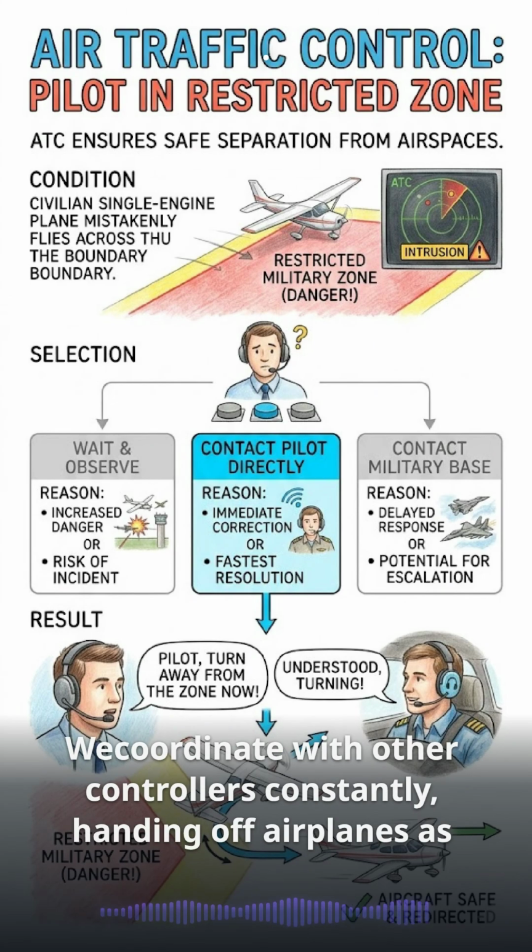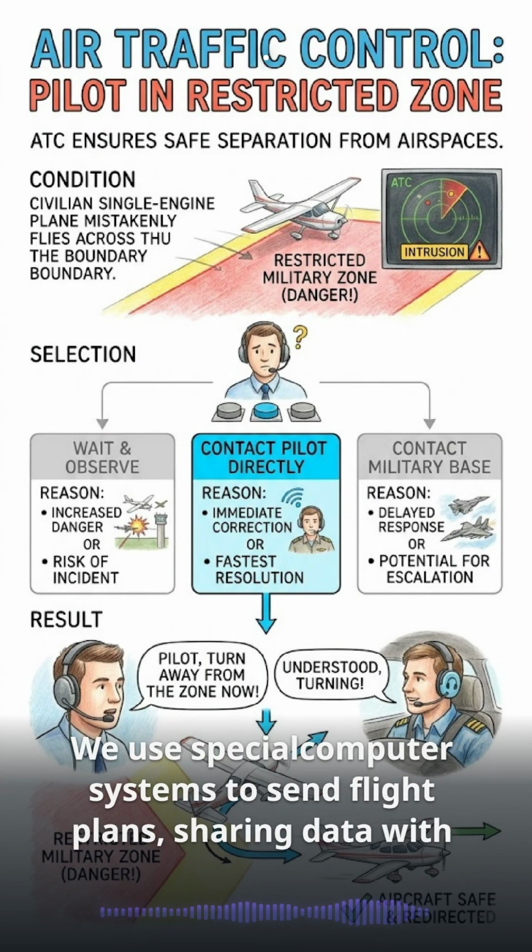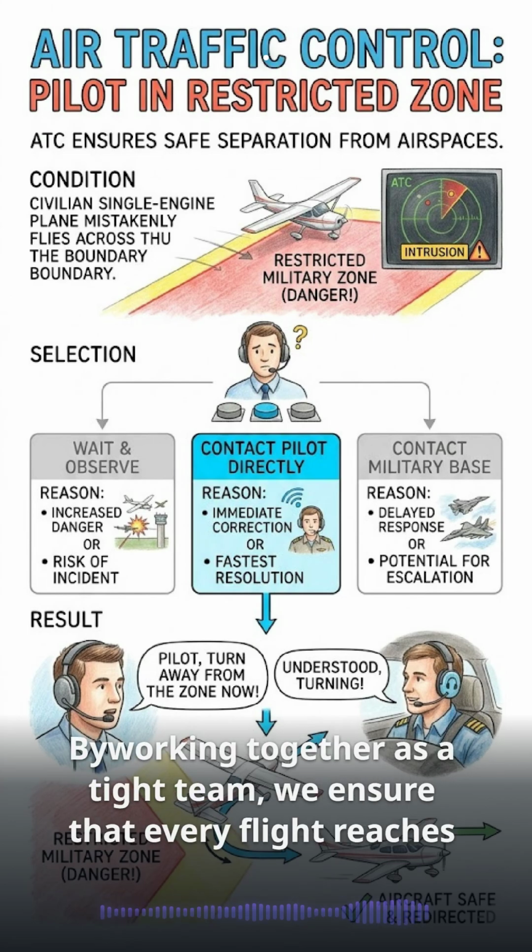We coordinate with other controllers constantly, handing off airplanes as they fly across the large country. It is a smooth relay race, passing the baton of responsibility from one sector to the next. We use special computer systems to send flight plans, sharing data with the next radio controller. Everything is tracked and recorded, allowing us to review any mistakes and learn from them today. By working together as a tight team, we ensure that every flight reaches its destination safely.